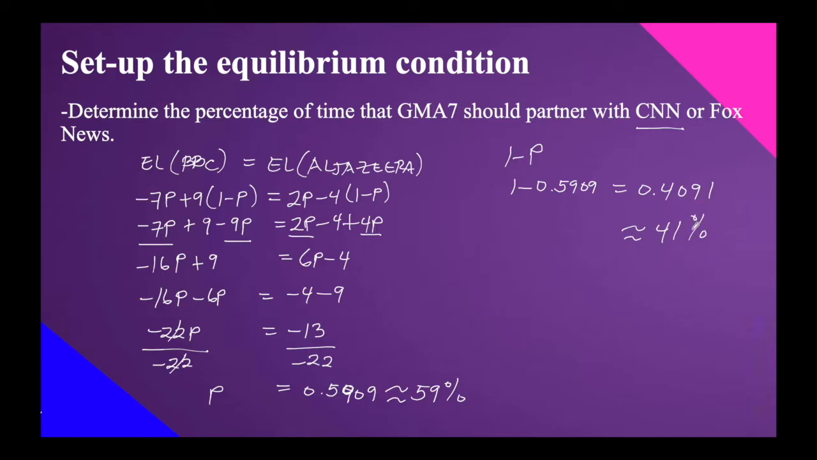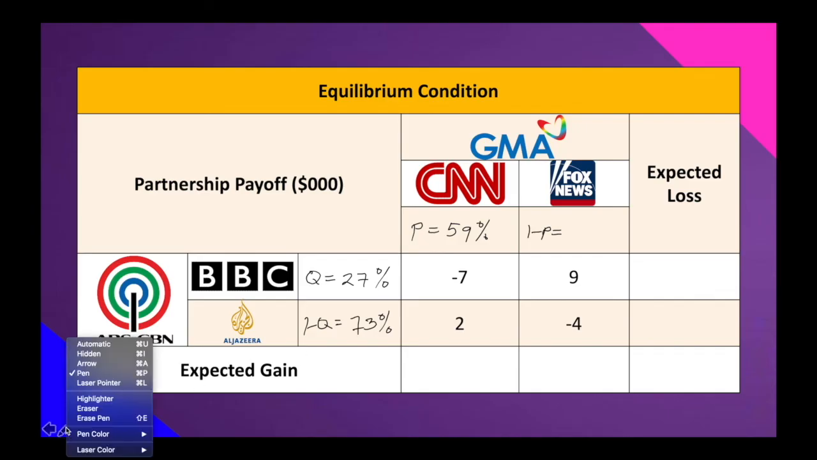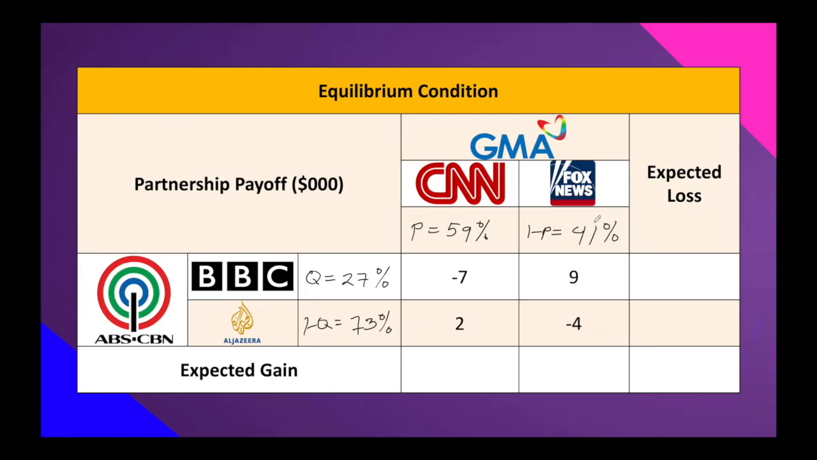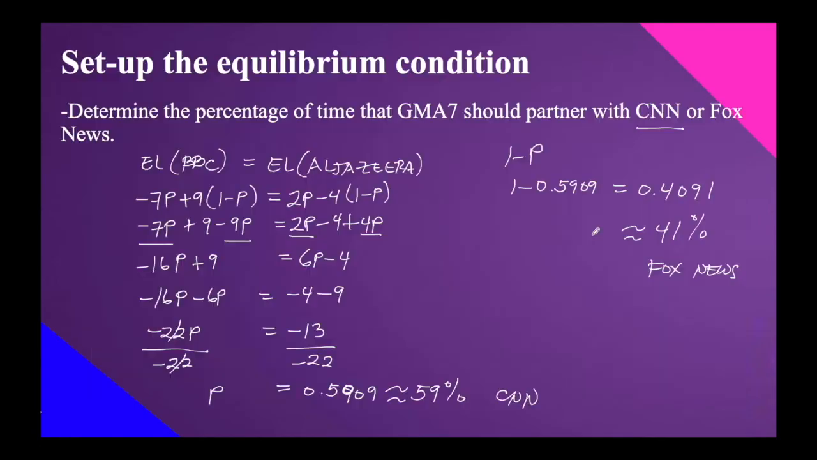Now, this 41% is the percentage of time that GMA7 should partner with Fox News. Ayan, Fox News ito. And itong nauna kanina is for CNN. Okay? So, let's go ulit sa ating table. Pwede natin malagyan itong value niya, no? This is equivalent to 41%. Okay? So, ayan. Halos matatapos na tayo.